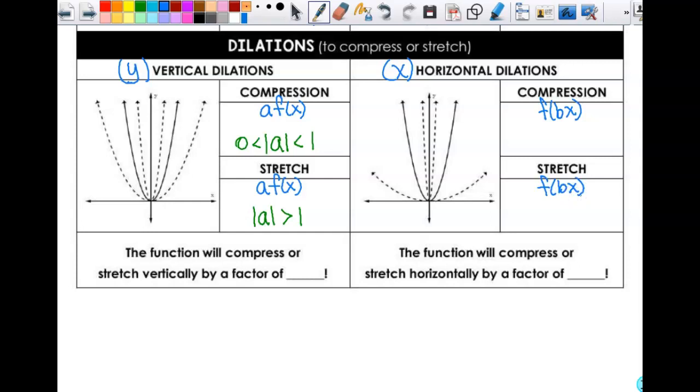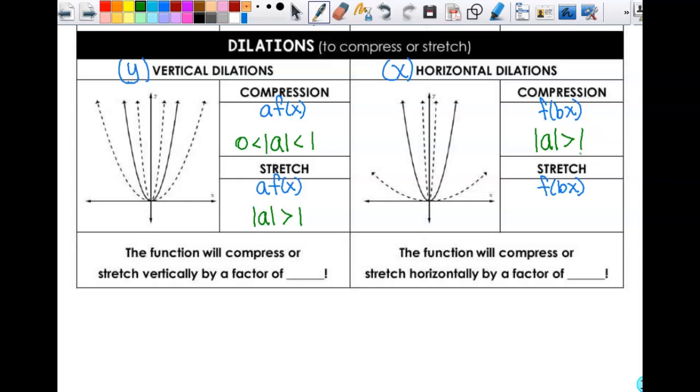Well, if I multiply something by x and it's a compression, that means my x values are going to get smaller, then the absolute value of a is actually greater than 1 because x lies. So if I had f of 3 times x, it looks like it should get bigger, but it gets smaller, and we have to use the reciprocal. And we'll look at that in just a second.